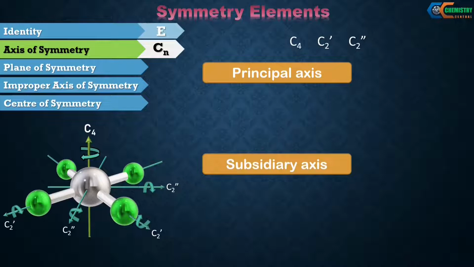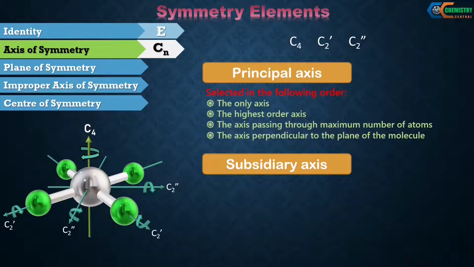Before assigning the principal axis to this ion, let us discuss some conditions to assign the principal axis. The first one is the only axis. That means if any molecule contains only one axis, as in the case of the water molecule, then that axis is called the principal axis. The second condition is the axis with the highest order of rotation. Order of rotation is given by the value of n, so the axis with the highest value of n is assigned as the principal axis. In the third situation, if a molecule contains more than one axis of the same order, then the axis which passes through the most number of atoms will be assigned as the principal axis.